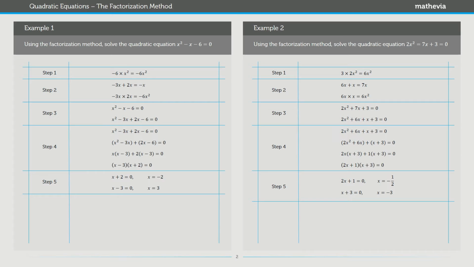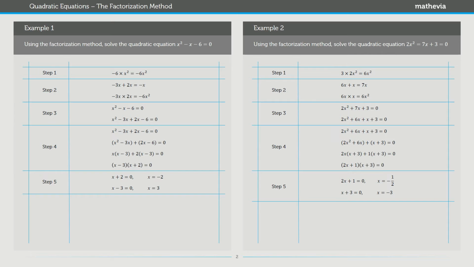So we have, step 5, x minus 3 equals 0, or x plus 2 equals 0. You have that x equals minus 2, and you have that x minus 3 equals 0, so x equals 3, and that is how you solve a quadratic equation using the factorization method. It's very simple, very straightforward. You pretty much just need to understand the steps.